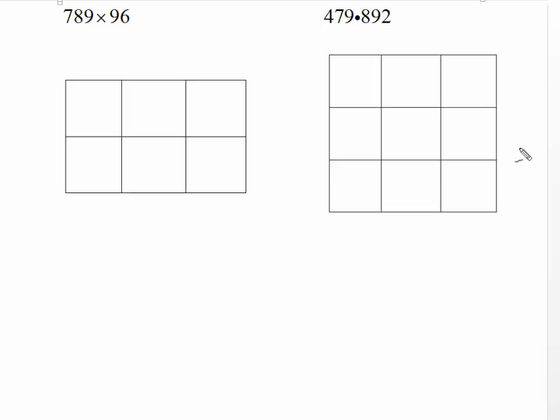In this video, we're going to do the lattice method of multiplication, which is an alternative to the traditional multiplication that you might have learned in other classes. What I have set up right now is a grid, and if you'll notice I have 789 multiplied by 96. So I'm going to set up a grid that is the same number of digits, so I can write 789 multiplied by 96 down the side.